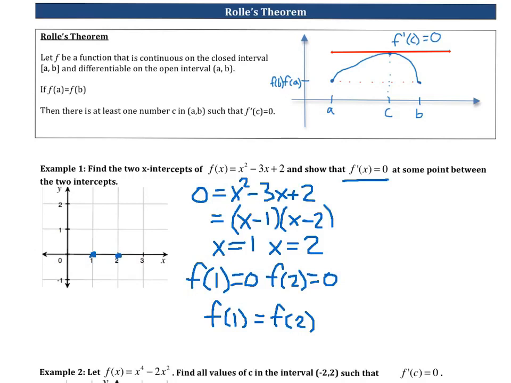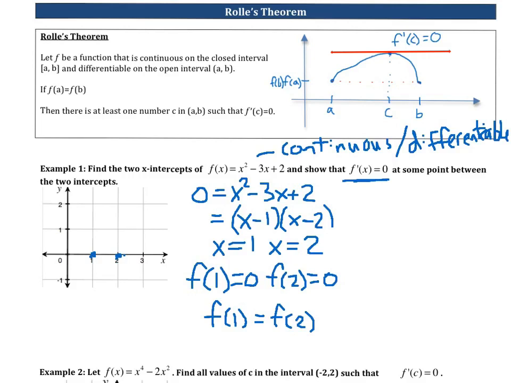So first off, because this function is a polynomial, we know that it's continuous, and we know it's also differentiable. So by knowing that the derivative is 0 at some point between 1 and 2, we know we're going to get a relative min or max between 1 and 2. So let's find that value c where that happens.